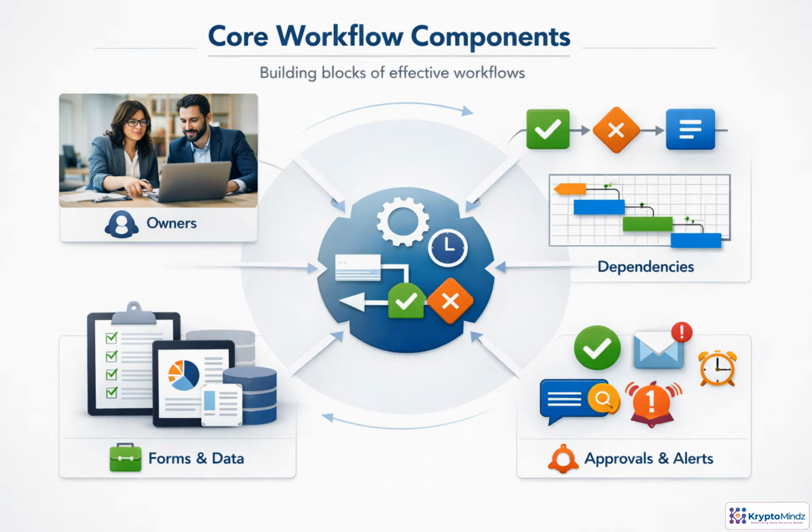A workflow is built from reusable parts. Owners create accountability, so every task has someone responsible for the outcome. Dependencies create sequence, making sure work starts only when the right prerequisites are complete. Forms and data inputs turn messy information into structured signals the workflow can use. Approvals, notifications, conditions, and escalations then manage decisions and exceptions. Together, these components answer four practical questions. Who does the work? What information is needed? What must happen next? And what changes the path when something is approved, delayed, rejected, or urgent?